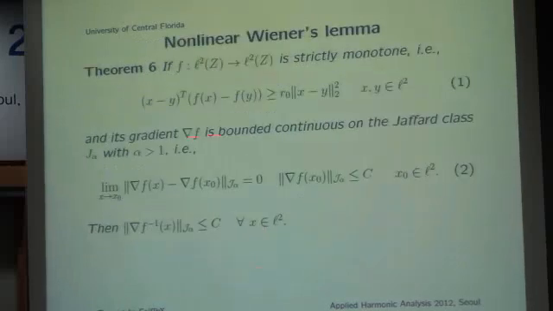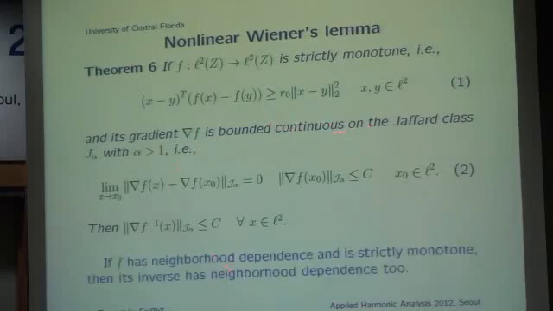If the function f is strictly monotonic, this condition essentially guarantees that the function is invertible on L2. And if the gradient of f is bounded and continuous in a certain class, for example a Jaffard class here, but you can replace it by a more general class, then the function is invertible, and the inverse also has uniform off-diagonal decay for the gradient. So we can consider this the corresponding nonlinear version of Wiener's lemma. We call it the nonlinear Wiener's lemma.